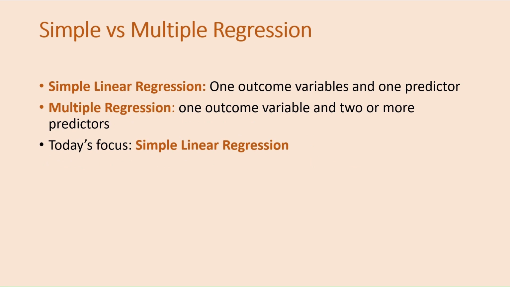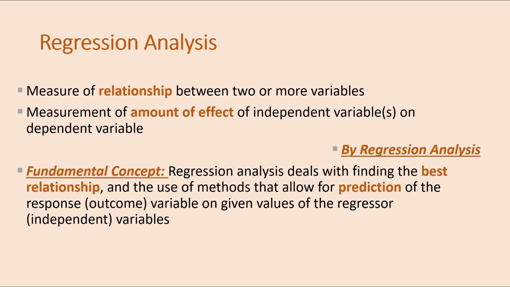Simple vs multiple linear regression. Simple linear regression: one outcome variable and one predictor. Multiple regression: one outcome variable and two or more predictors. Today we will focus on simple linear regression.